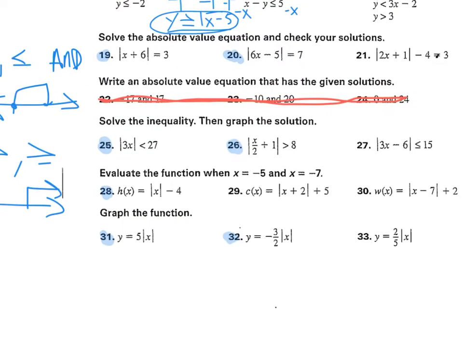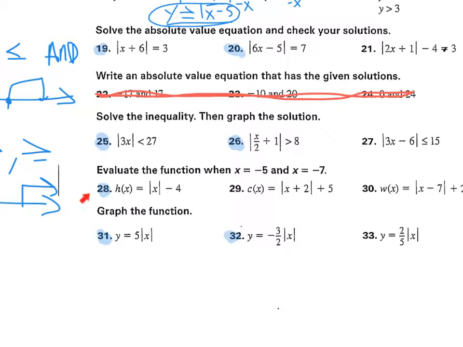You're just doing number 28 in this section. You have to plug in -5 and -7 each separately and solve. Find the absolute value of the number, subtract 4. But you're going to have two answers.